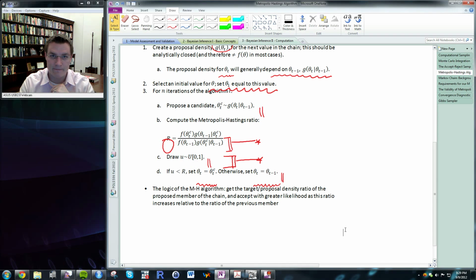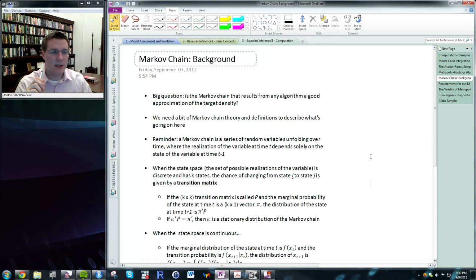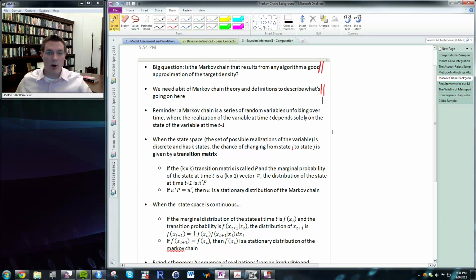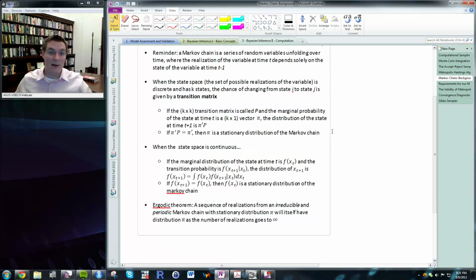Well, let's find out. In order to be able to talk about whether this Metropolis Hastings algorithm produces quality results, we've got to talk a little bit about what a Markov chain is and the properties that a Markov chain has. The big question we're interested in here is: the Markov chain that results from any algorithm, such as the Metropolis Hastings algorithm I just proposed, does it look like the target density? And in order to answer that question, we're going to have to talk a bit about how Markov chains work and what we get out of them.